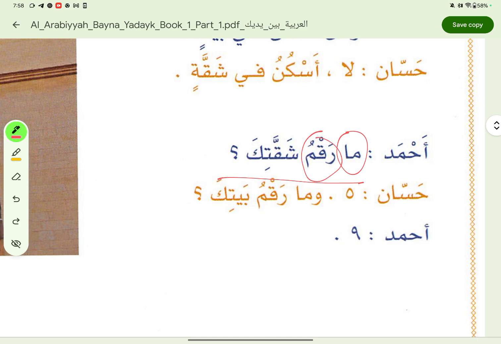شقتك. ما رقم شقتك? Right? What's your apartment number? What is your apartment number? Notice, for the people who use Pimsleur, they will be familiar with this.